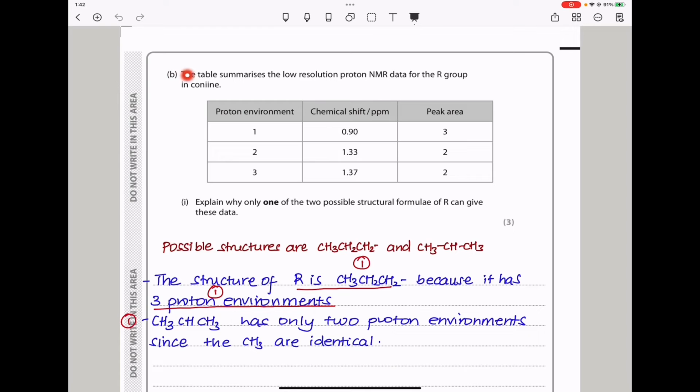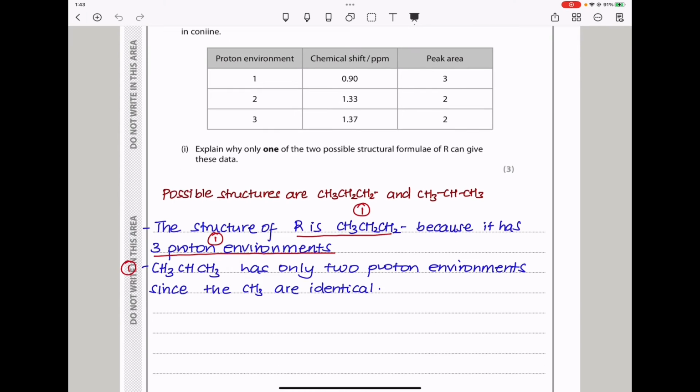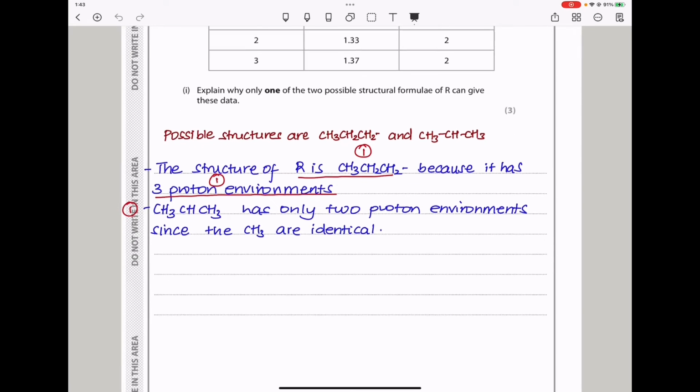Moving on. In part B, the table summarizes the low-resolution proton NMR data for the R group in quinine. So this is the information given to us. They say explain why only one of the two possible structural formulas of R can give this data. So if we have 3 proton environments and the possible structures are that and that, it cannot be this, because this is going to have one environment and these two are identical, so that is out. So this data here means this is going to be the structure we're looking for with 3 different proton environments. So I say the structure of R is that because it has 3 proton environments. The other has only 2 proton environments since the CH3s are identical.